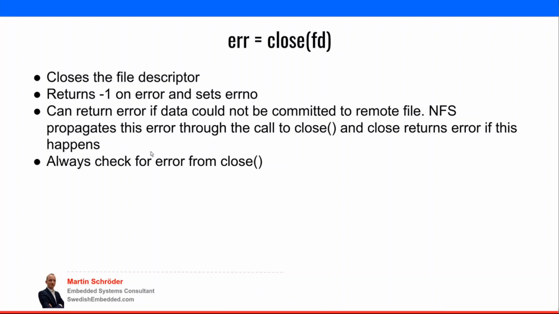When we are done with the file descriptor, it's a good idea to close the file descriptor. It doesn't always succeed. It can fail if, for example, you are writing to a network file system and it's impossible to synchronize the data. And if it's impossible to synchronize the buffers with the actual file, then the error is propagated to close and you get an error returned by close. So it doesn't always succeed. So check the return value of close and make sure that it succeeded.